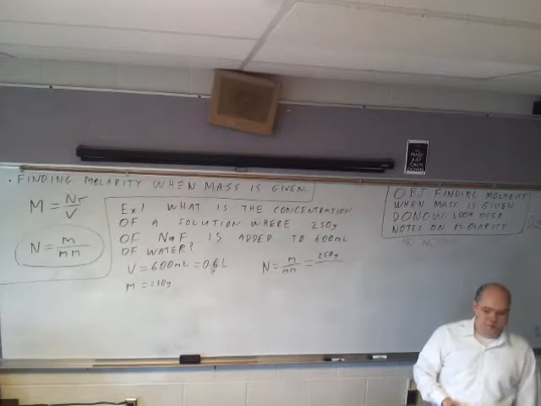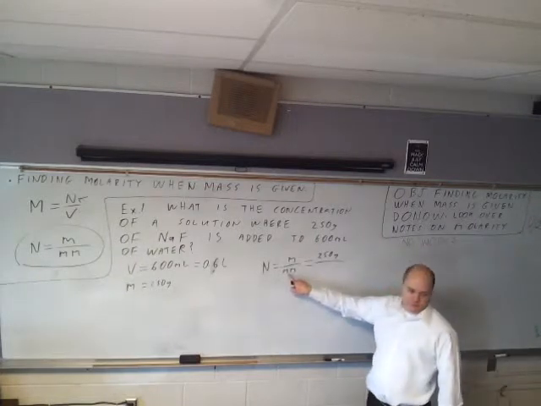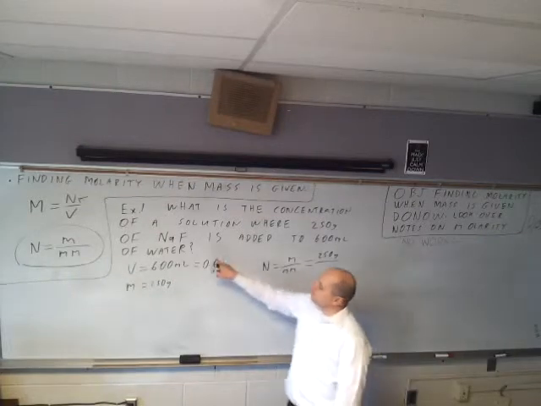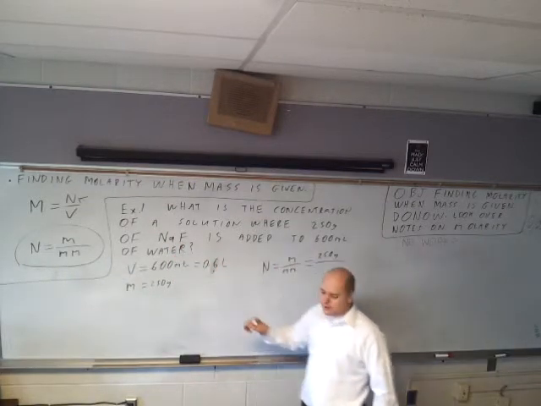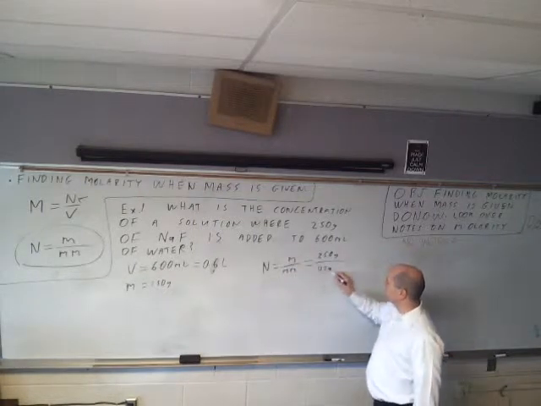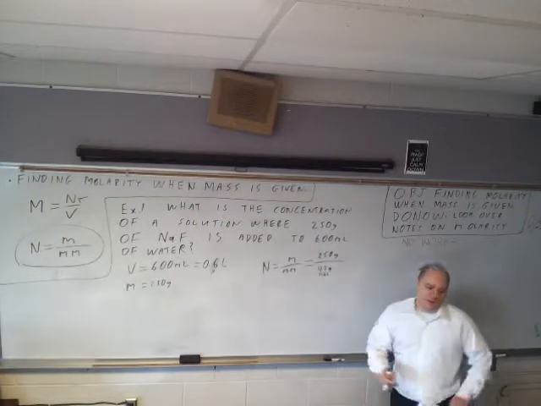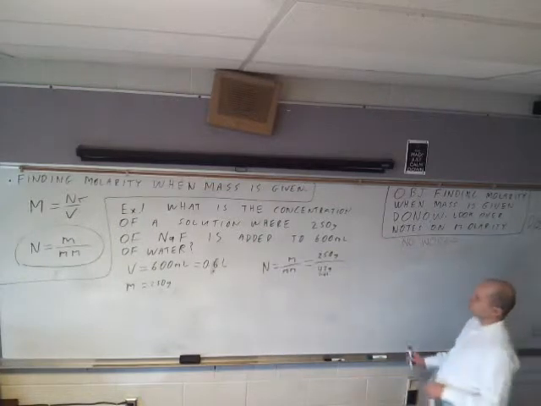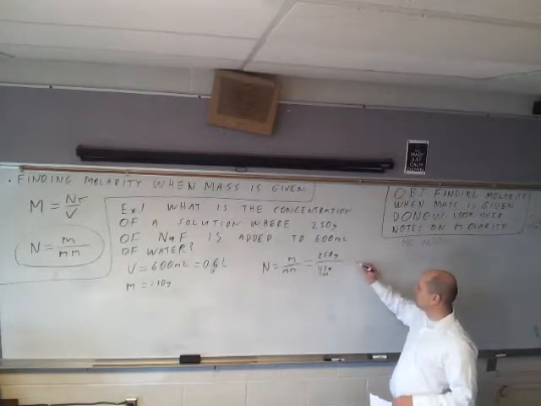What goes in the bottom? Molar mass. Yeah, but what is that? The mass of sodium and fluorine added together. 42. Oh, 42 grams per mole. Okay, 42 grams per every mole. So we're going to do 250 divided by 42.